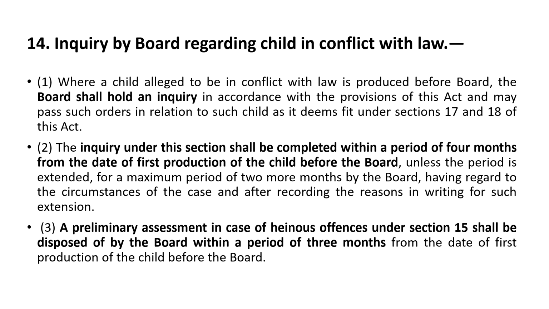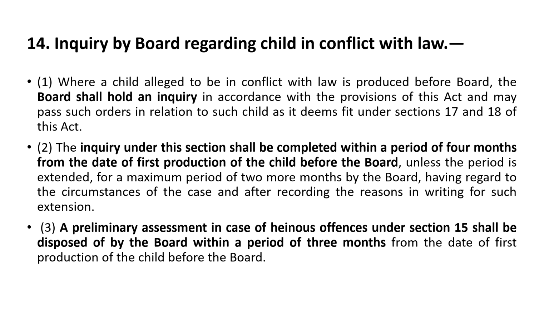Now, let us understand, when a child is apprehended, what kind of inquiry he has to go through while dealing his case in the Juvenile Justice Board. And this is covered under section 14 subclause 1, which states, where a child is alleged to be in conflict with the law is produced before the board, and the board shall hold an inquiry in accordance with the provisions of this act and may pass such order in relation to such child as it deems fit under section 17 and 18 of this act.